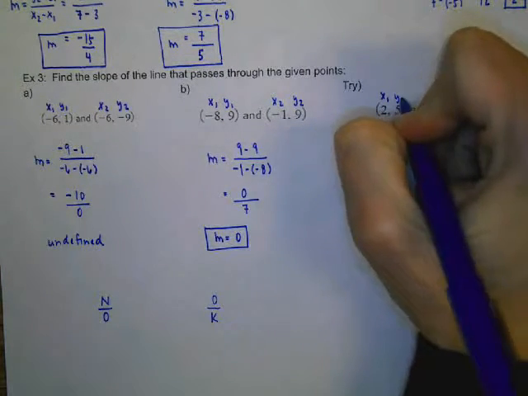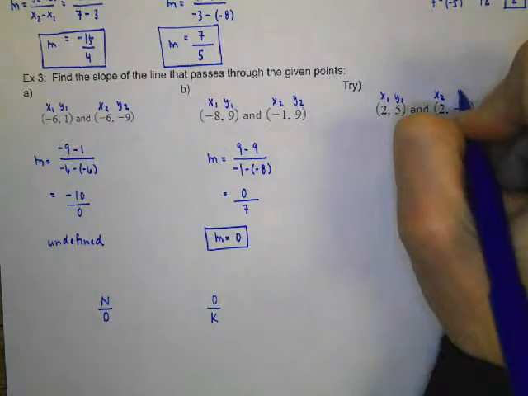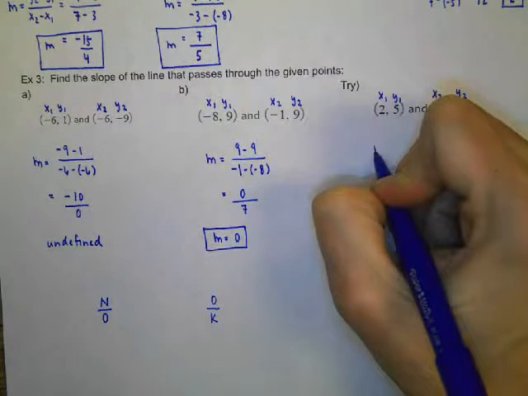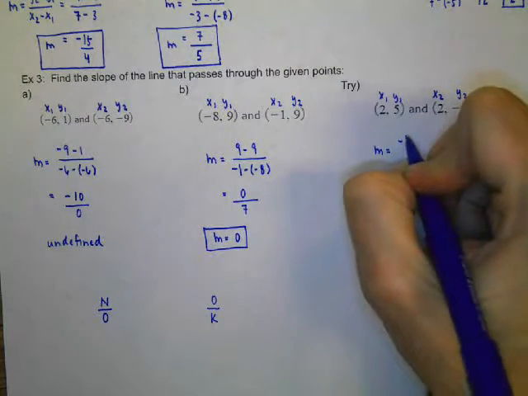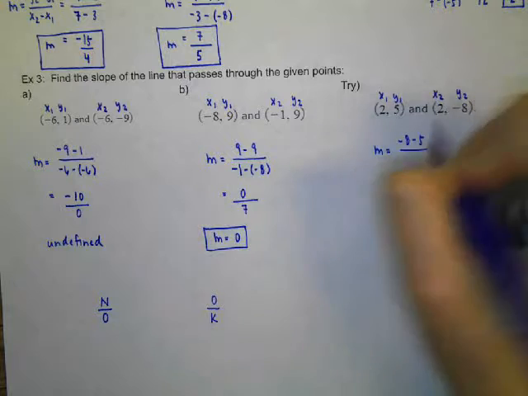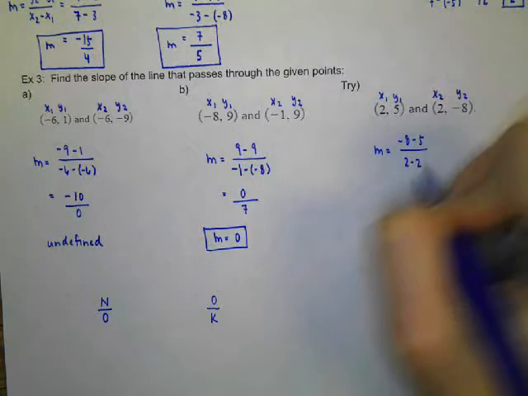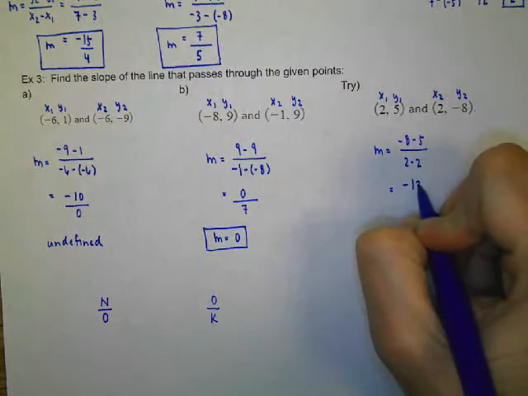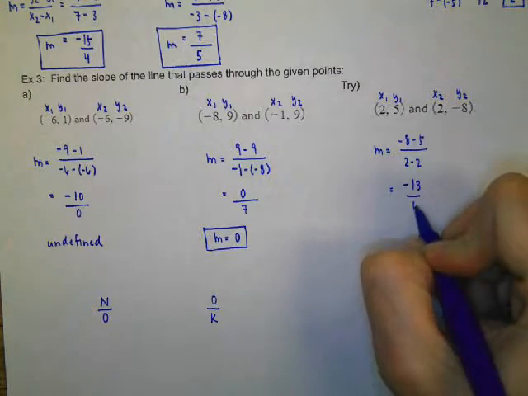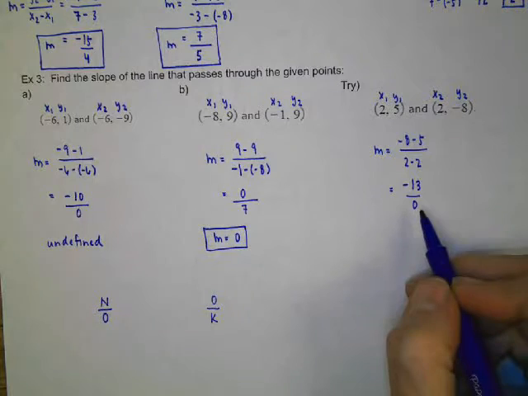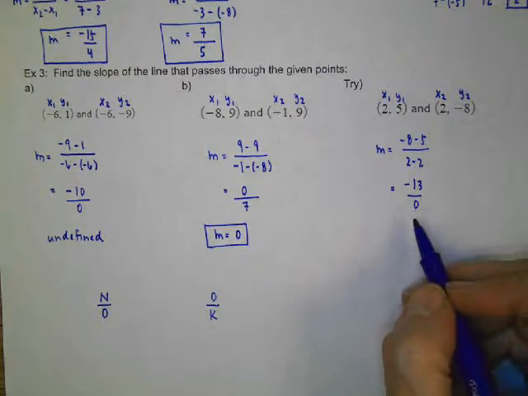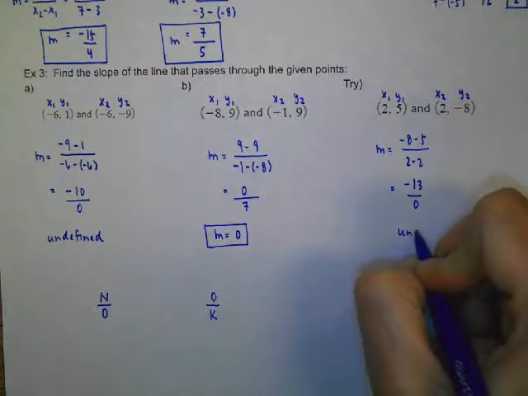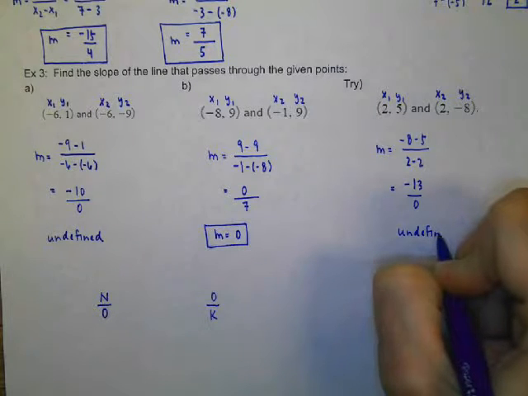So I'm going to start off by labeling my ordered pairs. Now I just plug it into my formula. I get -8 minus 5 over 2 minus 2. If I simplify, -8 minus 5 gives me a -13. 2 minus 2 is 0, and here I notice, again, there's my dividing by 0 error, and so I know my slope is undefined.